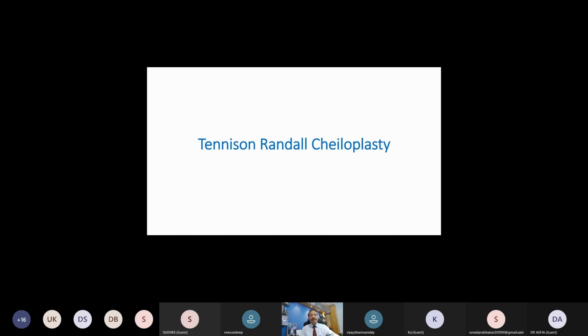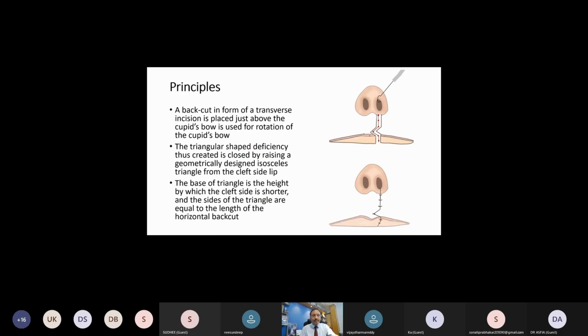When you do a Randall Tennison cleft lip repair, the principle is that a back cut from the transverse incision is placed just above the cupid's bow and is used for rotation of the cupid's bow. Here, you give a back cut here, and this rotates down and becomes horizontal. And a triangular defect is created. An equal size triangular flap is made from the lateral side and put into this.